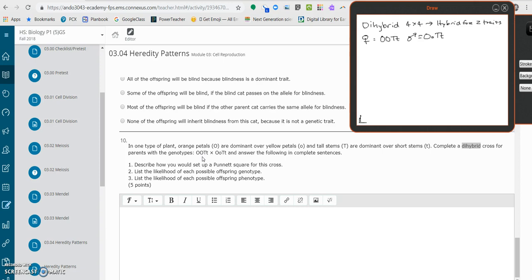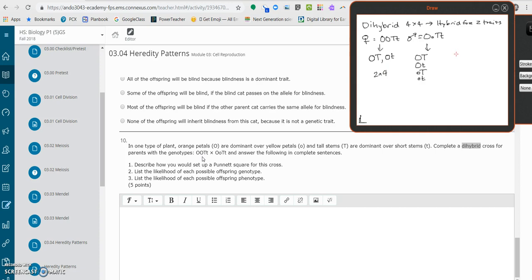If I look at their possible gametes, the only gametes this female can donate in her egg is going to be a dominant allele for flower petal color, and she could give a dominant for height, or a dominant for flower petal color and a recessive for height. Whereas if we look at the male's possible gametes, he could have dominant for both, dominant for one and recessive for the other, or recessive for both. So what that ends up being is actually a 2x4 cross, not a 4x4.